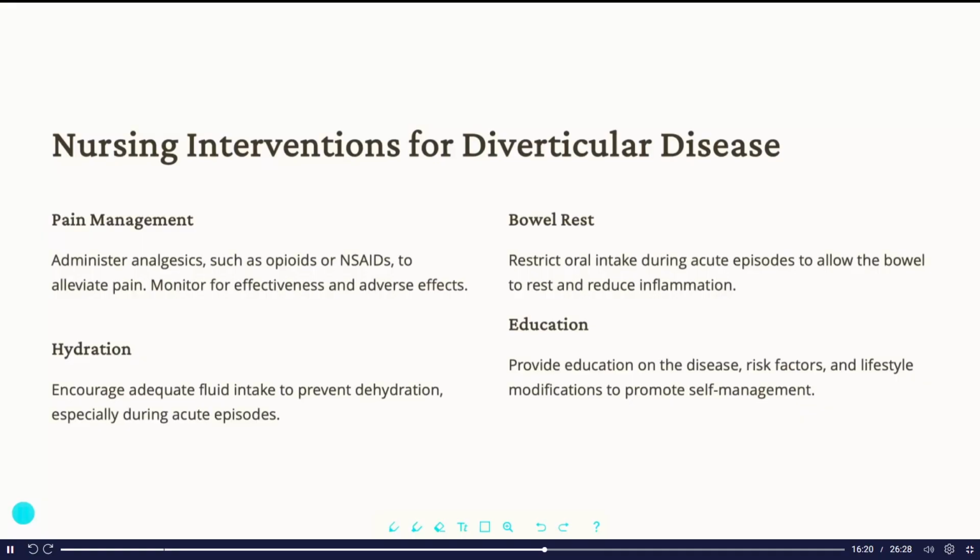So usually when we're talking about gut stuff and potential infection in the gut, they're given the fluoroquinolones and they're given the metronidazole, the Flagyl. We're also going to be administering pain medication, so like morphine or Dilaudid, and then also antiemetics like your Zofran.